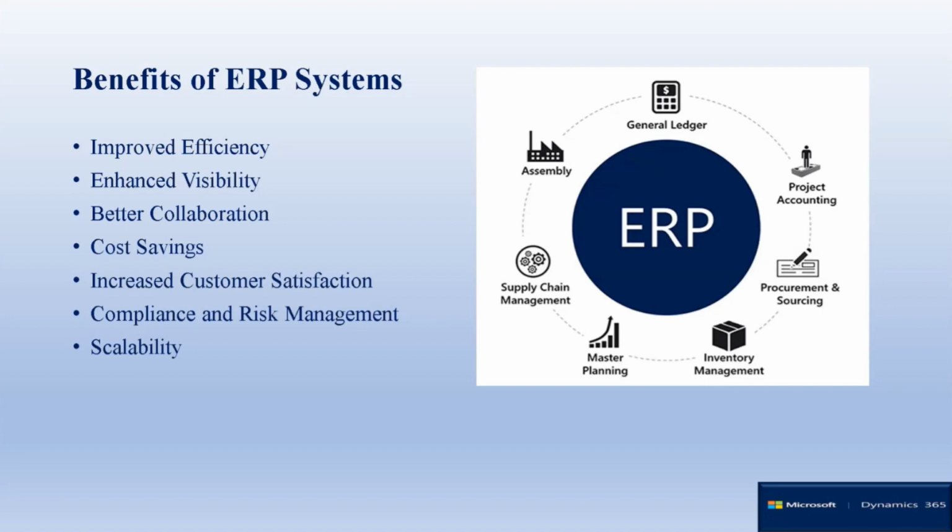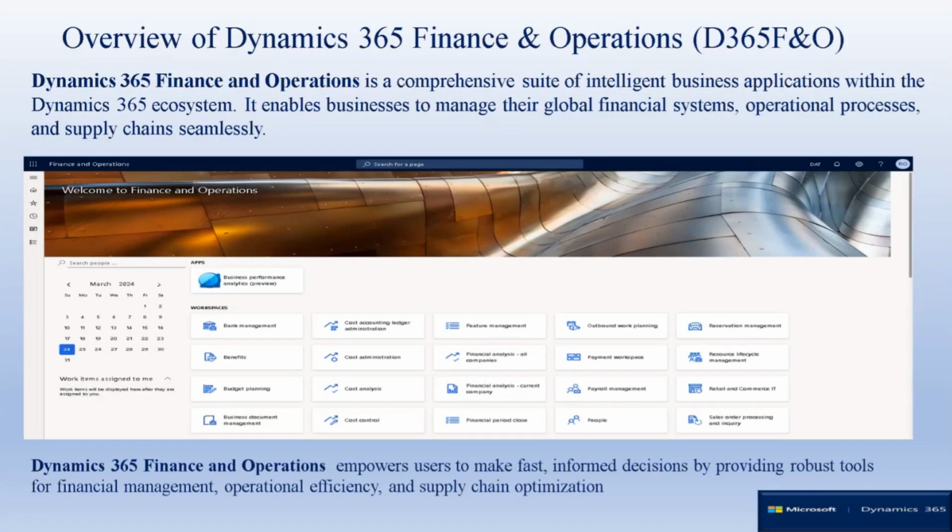whatever traffic you're receiving. So that takes us to Dynamics 365 Finance and Operations, right? So previously I talked about ERP. ERP has different applications, right? But because we're talking about Microsoft now, what do we have for Microsoft? We have Dynamics 365 Finance and Operations, which is usually called D365 F&O, right? The F&O is finance and operations. So the D365 F&O is a comprehensive suite of intelligent business applications within the D365 ecosystem, right?